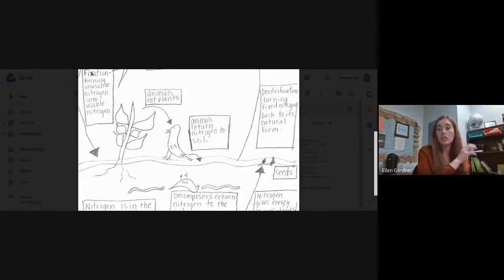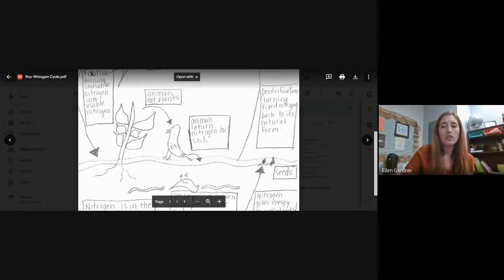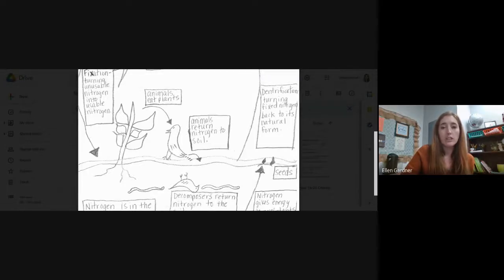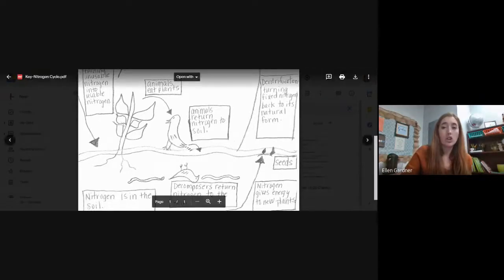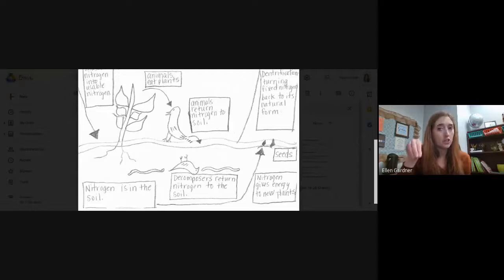So it's not just energy that's passed on from animal to animal or organism to organism. The nitrogen goes through the soil to the plant, and then once the animal eats it, that animal is getting nitrogen. Animals return nitrogen to the soil in a couple of different ways. They will return nitrogen to the soil actually through their waste. So this is a picture of the little bird pooping. That's a way that nitrogen goes to the soil.